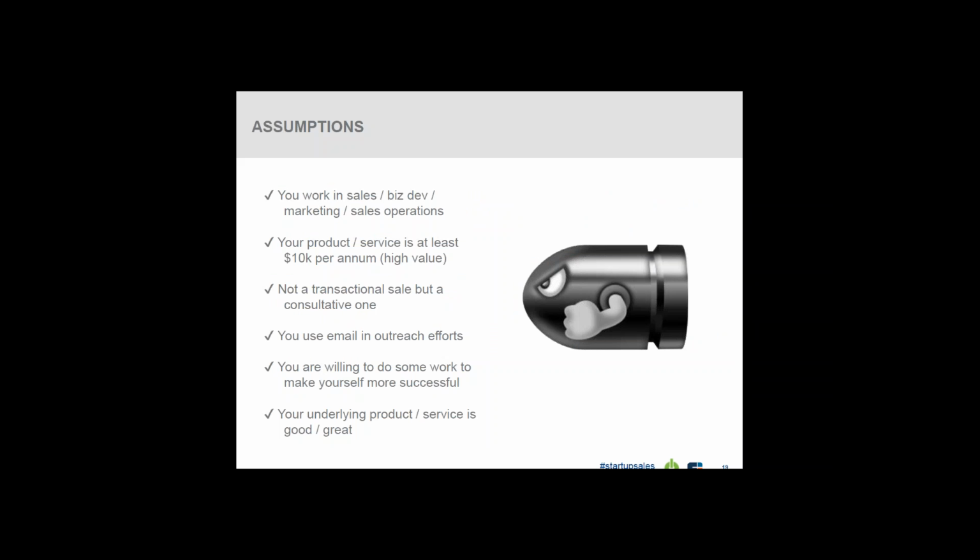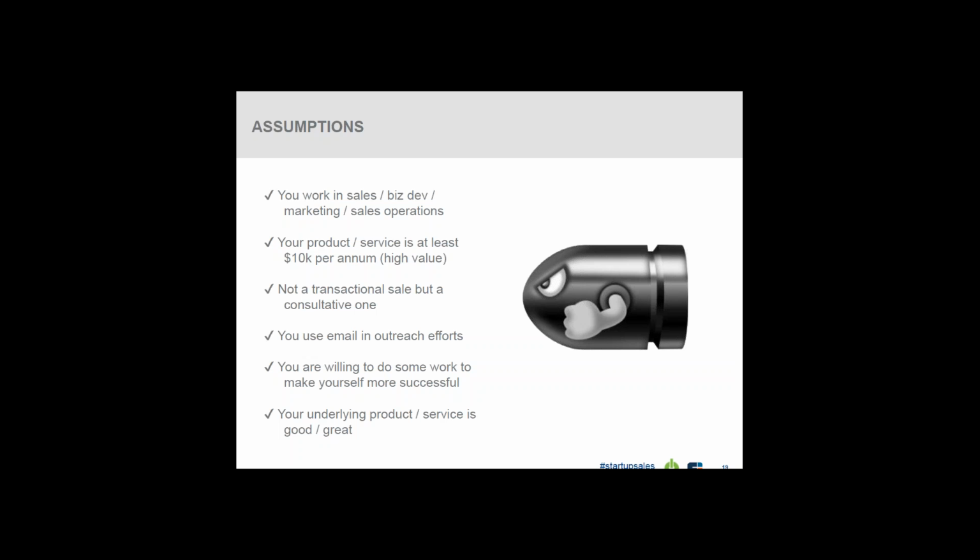Our assumptions about who you all are: One, most obviously, you work in sales, business development, marketing, or sales ops. You're selling a product or service that's at least 10K per annum, so we're looking at high value sales. If you have a transactional sale where you can call somebody up and get their credit card in one call, these strategies may not be appropriate for that. These are strategies more focused on consultative sales.